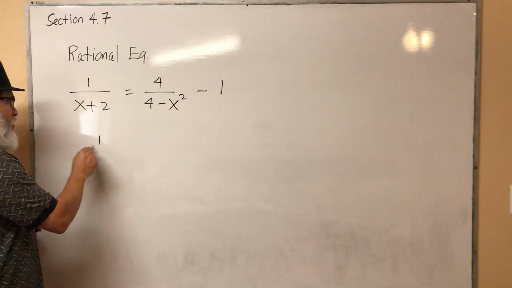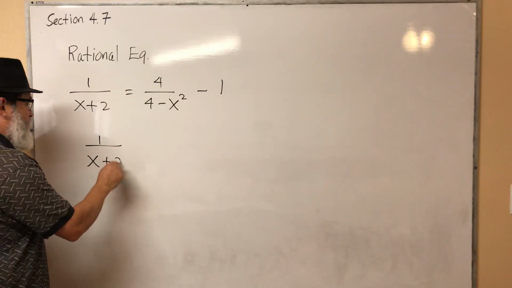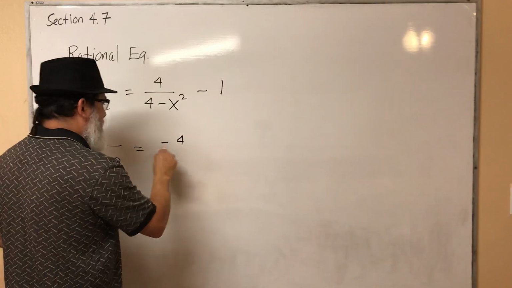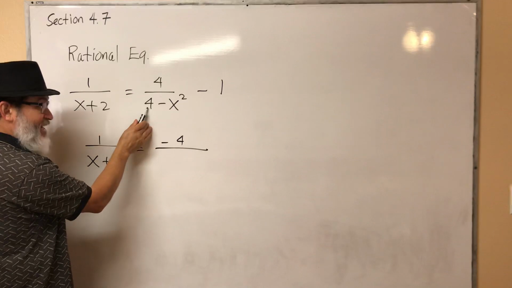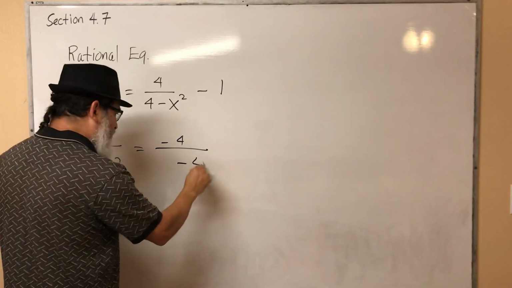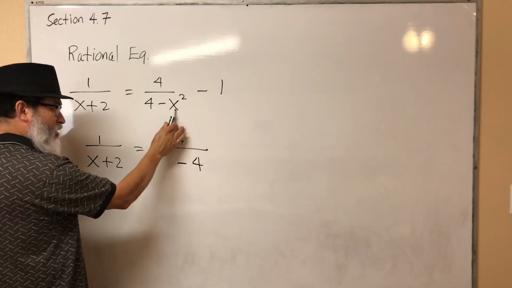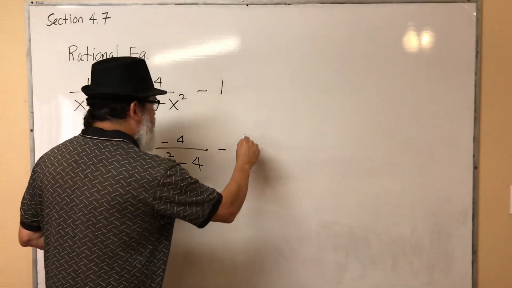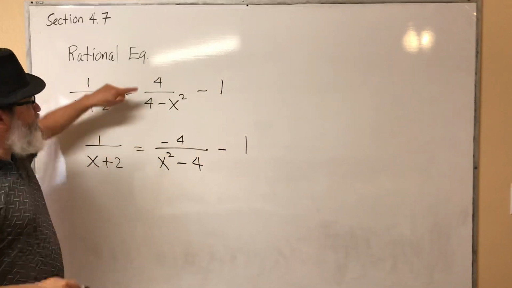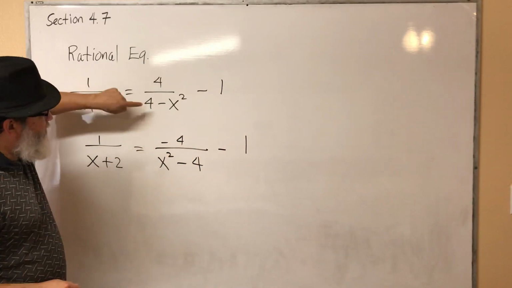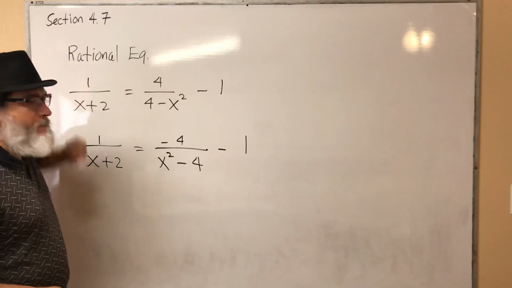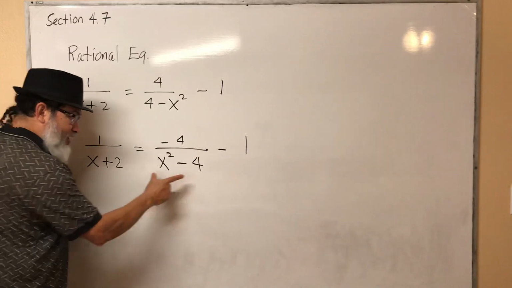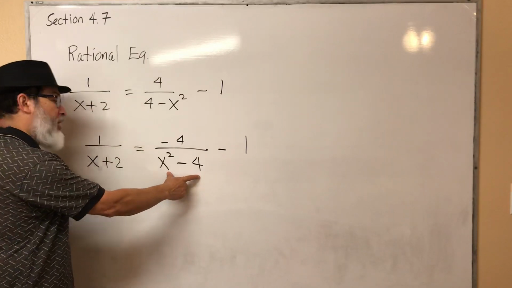So this is 1 over x plus 2. Multiply the top by a negative, negative 4. And multiply this by a negative, that's minus 4. And multiply this negative x squared by a negative, x squared minus 1. Note, I multiplied the top and the bottom of this fraction by a negative. Okay? And look at this denominator and this denominator now. Okay, that looks better.